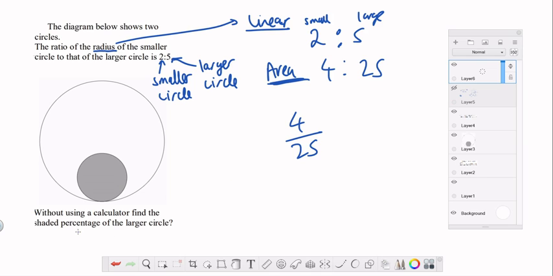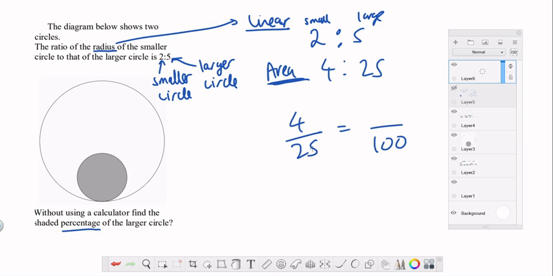And we want to convert this into a percentage. So times by 100. Right, that's one way of doing it. But since this is non-calculator, there's another way of going about it. If you want to convert this into a percentage, it needs to be out of 100, because percentage means out of 100.